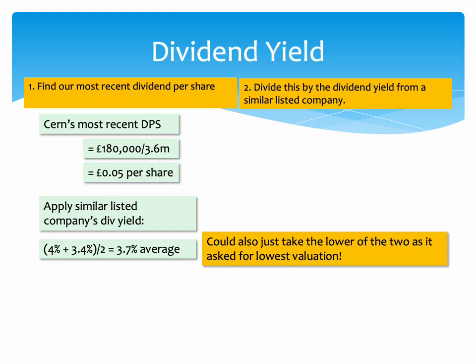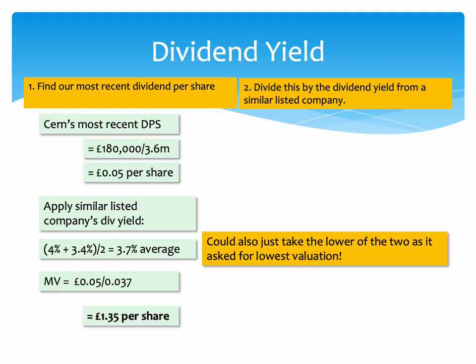So all we're going to do to value the shares in CERN is take CERN's 5p per share dividend and divide it by 3.7%. Watch your decimal places. And that's going to give you a market value per share, in this case, of £1.35.